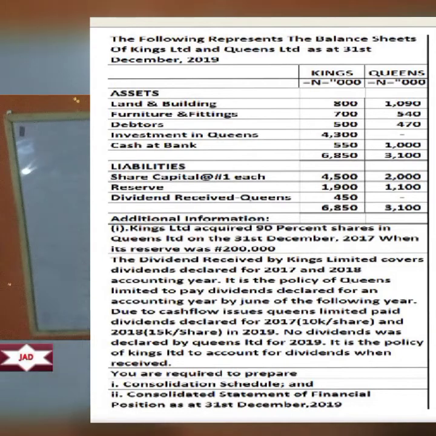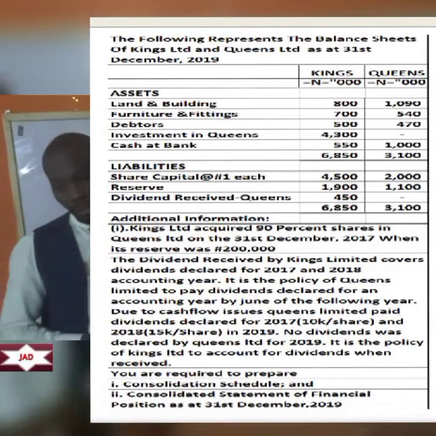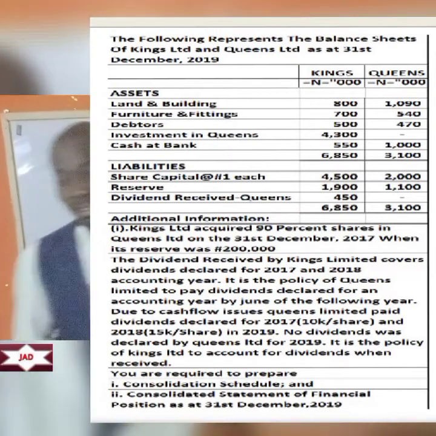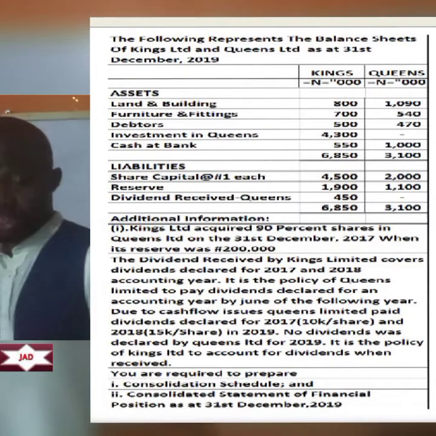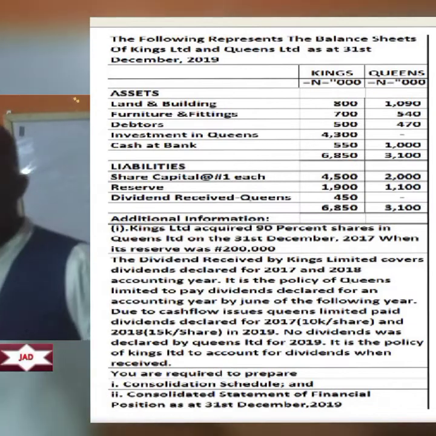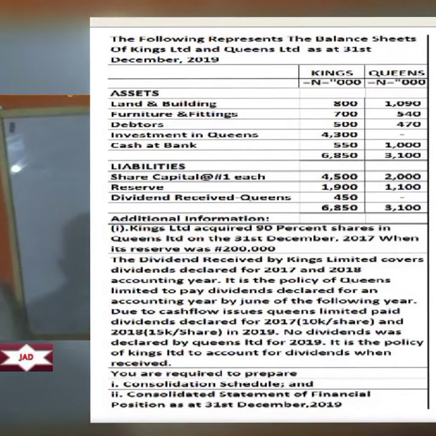It is the policy of Queen's Limited to account for dividends when received. So you are required to prepare a consolidated schedule and then a consolidated statement of financial position as at 2019. This is a very straightforward question. We've seen that there is a 90% acquisition, and then there is a creative ledger there to account for dividend that has been paid by the subsidiary. The dividend there is a liability item, but we believe that it should be an income. So it should have gone to P&L, which is also the reserve. But it's there, so we have to find a way to adjust for that.